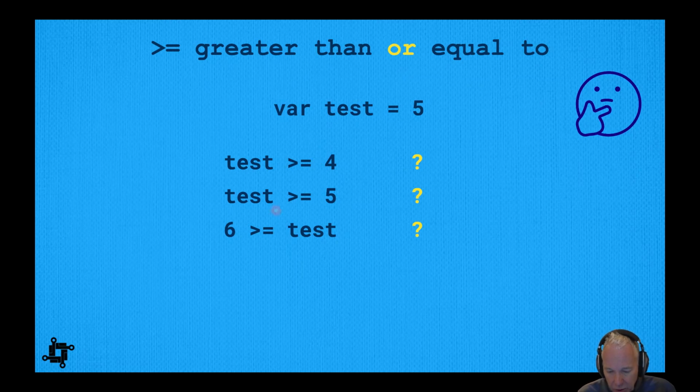Secondly, test greater than or equal to 5. Well, test is a 5, so we should get true here as well, because 5 is equal to 5. Now, what about 6? Is 6 greater than or equal to test? Well, yes, it is. 6 is greater than or equal to test. So when we look at the answers here, we do see true, true, and true. Every single one of these turns out to be true.